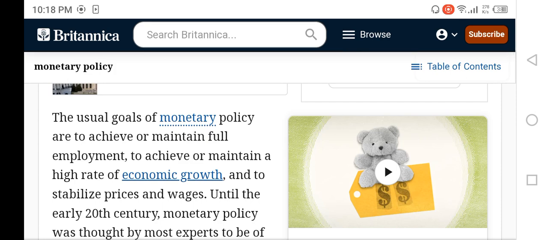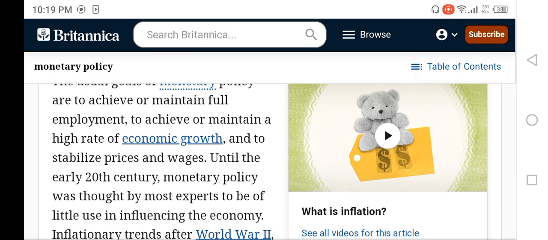So what is monetary policy? The usual goals of monetary policy are to achieve or maintain full employment, to achieve or maintain a high rate of economic growth, and to stabilize prices and wages.